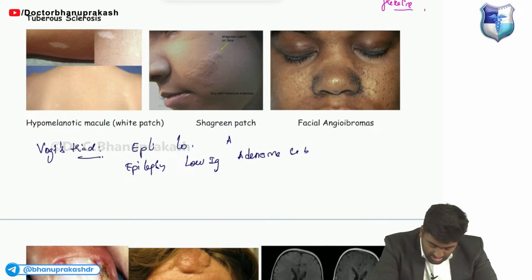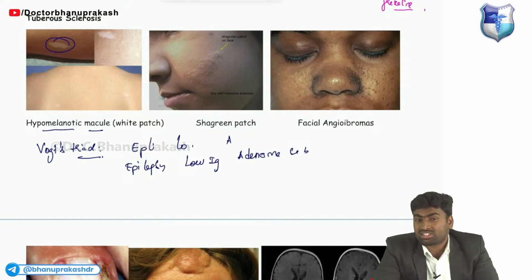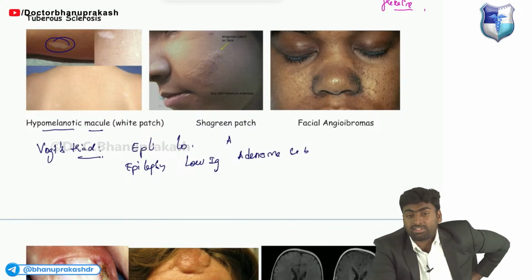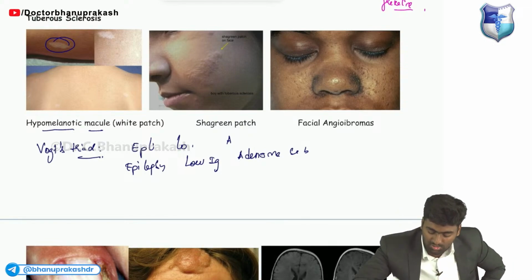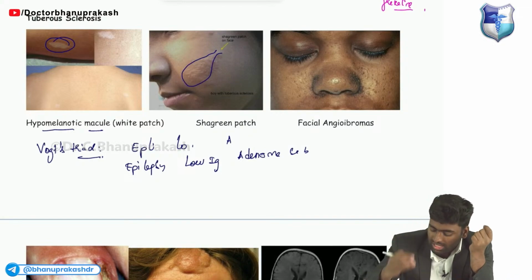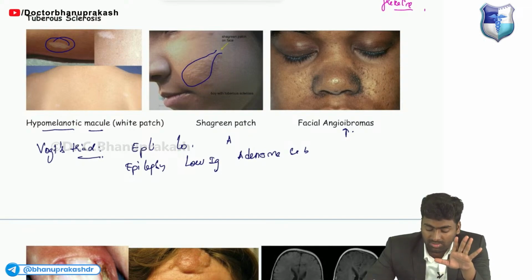In case of tuberous sclerosis, you will be able to see this type of hypomelanotic macule. There is a white-like macule, which is known as ash leaf macules. And here around this face or around this lumbar region, you will be able to see this type of patch, which is known as what? Shagreen patch. And there will be small potato tumors, known as what? Facial angiofibromas, also known as what? Adenoma sebaceum.